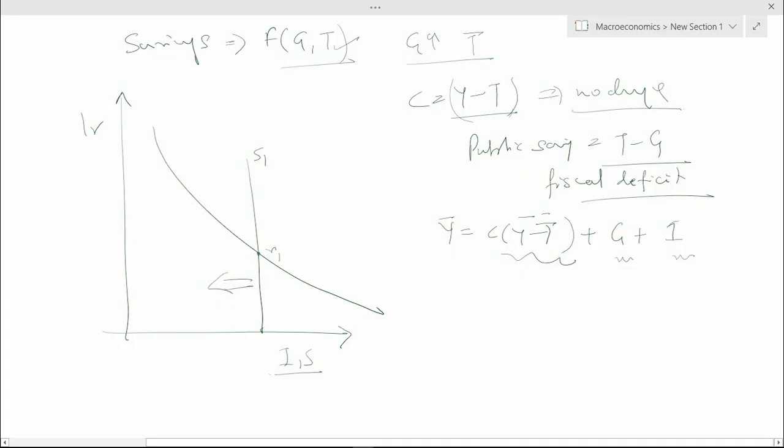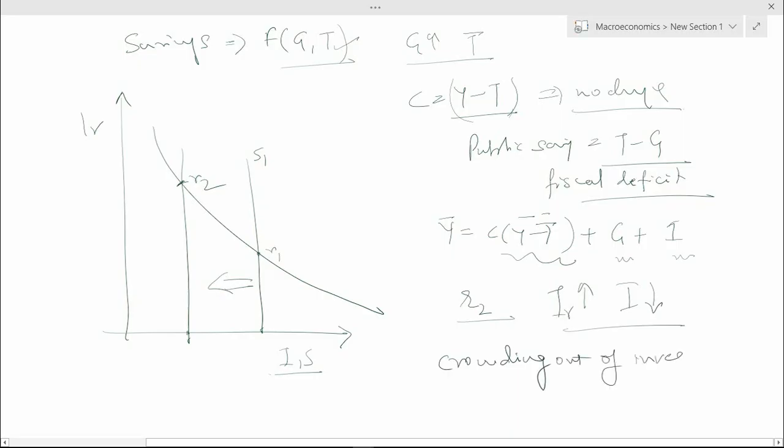Now we know when we increase G, the savings reduce. National savings is equal to public saving plus private saving. When we increase the value of G, savings are reduced, and the new saving curve is going to shift to the left. As we see, the shift in the savings curve to the left increases the interest rate to R2. Since the interest rates rise, with the rise in interest rates the investments go down. This is known as crowding out of investments.